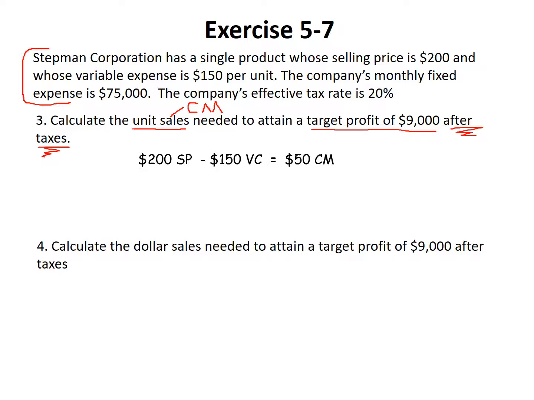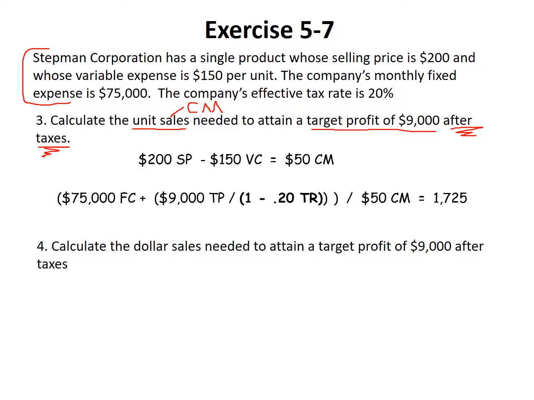We calculate our contribution margin just like we've done before. Now we're going to express the fact that we're going to have to cover our fixed costs plus our target profit, but our target profit has to be adjusted to a pre-tax number to ensure that after we pay our taxes, our target net profit will be then equal to $9,000. So this is a calculation right here, and it's similar to your target profit in calculation number 1.